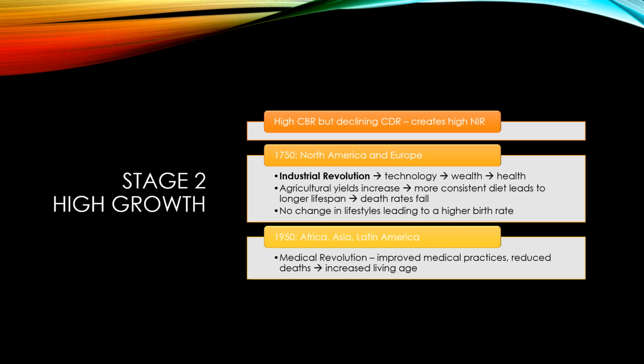Case in point, in the developing world, in LDCs, after World War II, you see what we call the medical revolution. Improved medical practices in these areas begin to reduce deaths. It increases the living age. Nobody had more babies. There was no reason for that. The reason was that things happened to help people live longer. Now, you're still going to get people having a lot of babies because they don't know that they're living longer as they're living, right? So when we get into stage 3, we're going to talk about what that implication is.